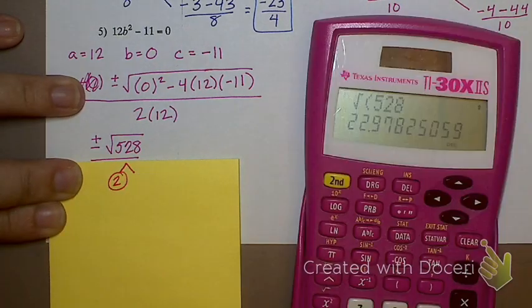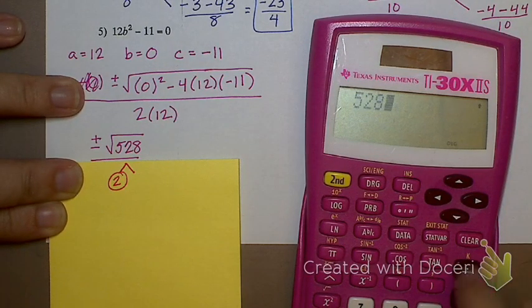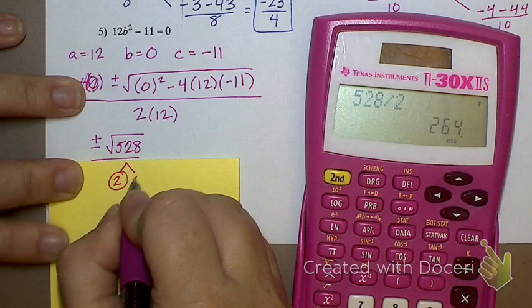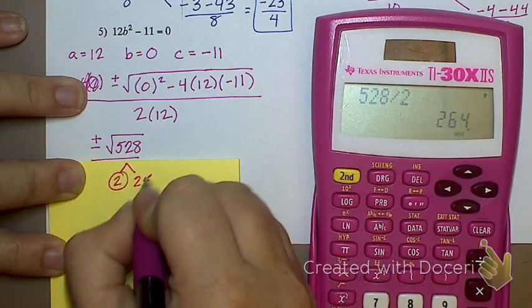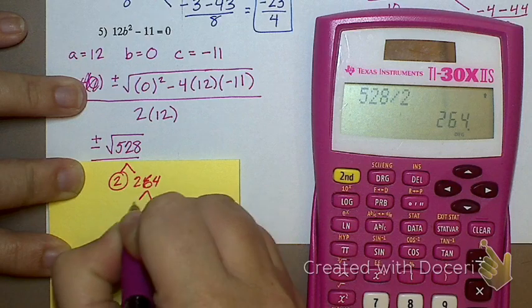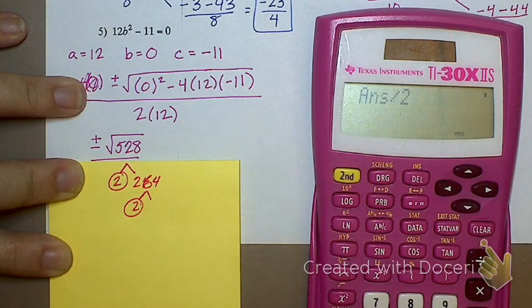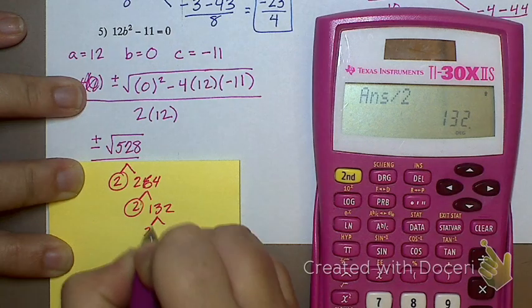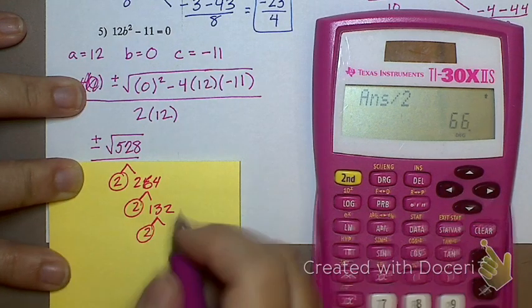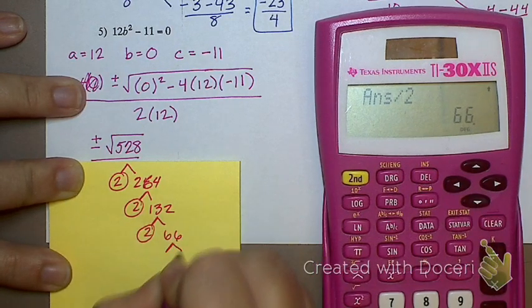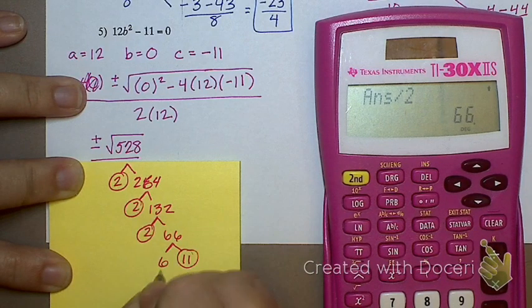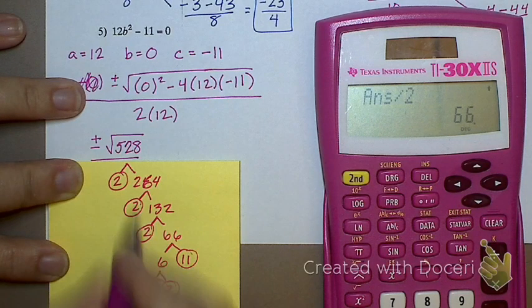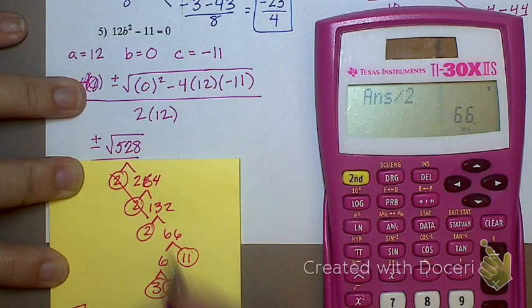528 is even, so I know it can divide by 2. 264, still even. So I can divide by 2 again. 132. Getting smaller, still even. 66. 6 and 11. 3 and 2. Okay, what comes out? A 2 and another 2.